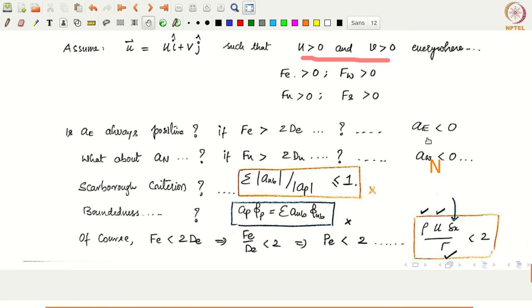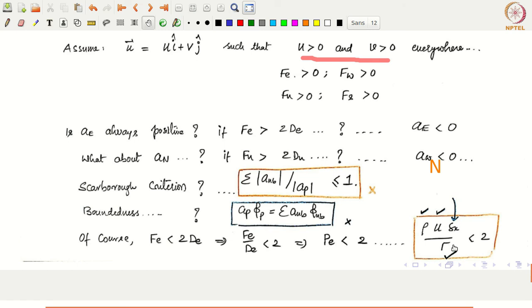Okay, so in order to make sure that the coefficients do not become negative, we have to choose always FE less than 2 times DE. That means FE by DE is less than 2. But of course, we know what F by D is. F by D we have defined as the Cell-Peclet number. So the Cell-Peclet number has to be always less than or equal to 2. But what is the Cell-Peclet number definition? The definition is rho u delta x by gamma.